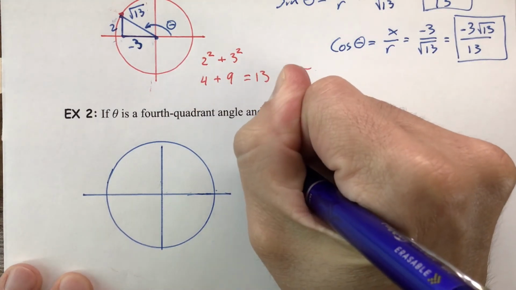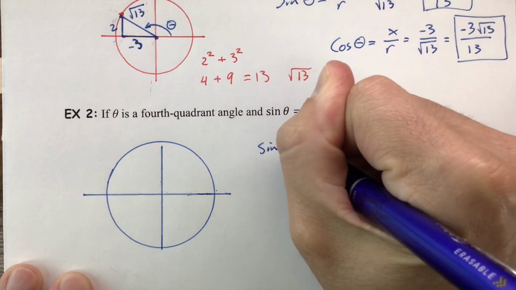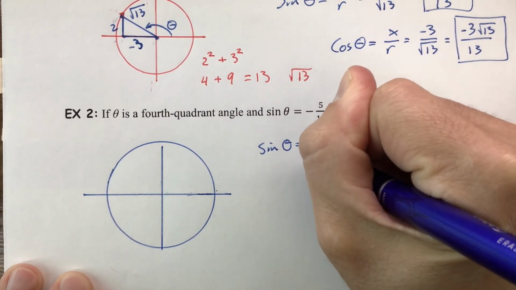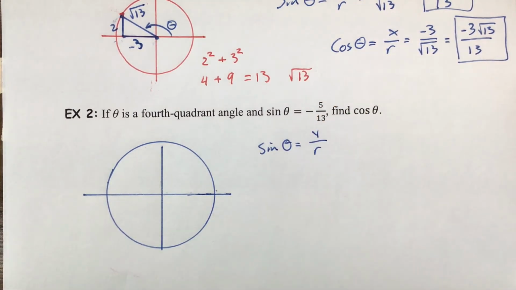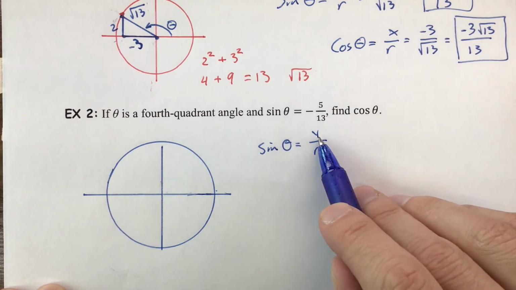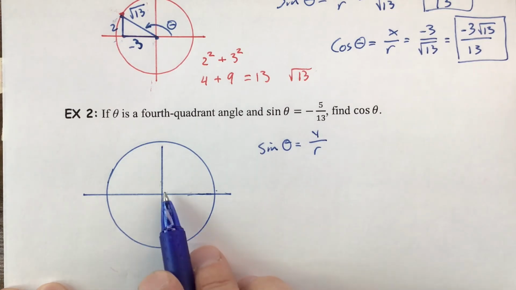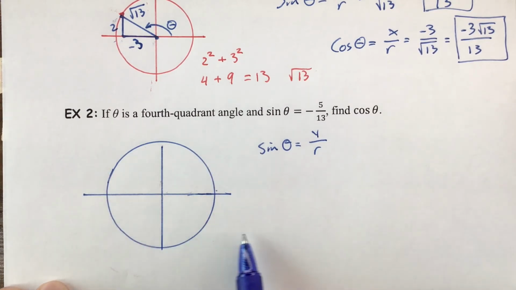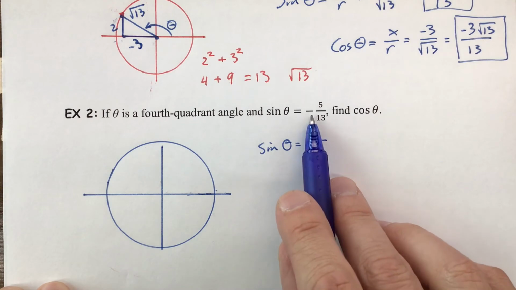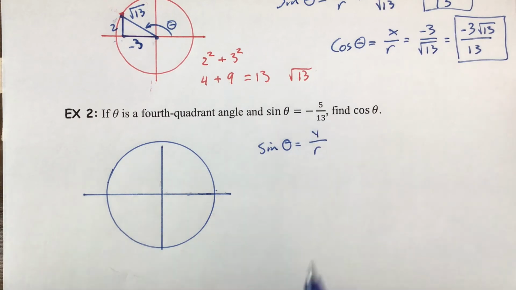And what we need to remember here is that the sine of theta is equal to the y value divided by the r value. It's the y value and the r value. So the 5 is going to be the y value, okay? And the radius is going to be 13. So the distance from the origin out anywhere is 13. Now this is actually a negative 5/13. And we have to think about why that would be true.